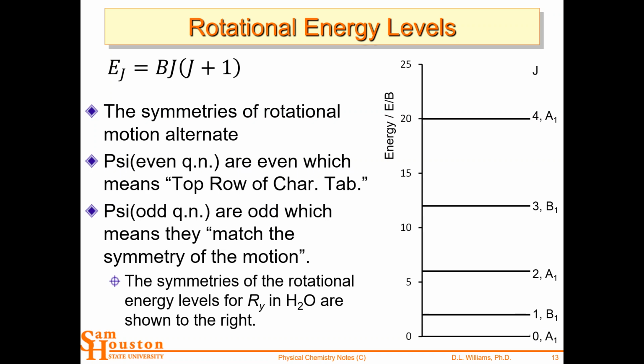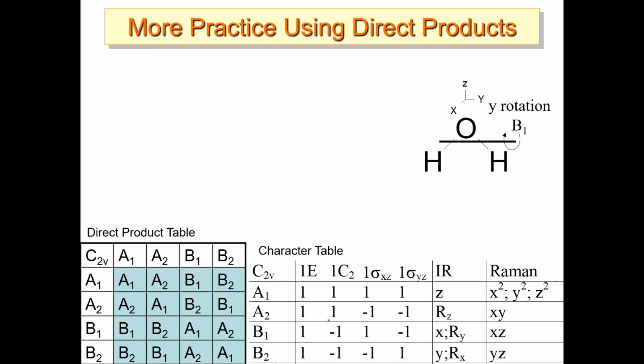Here's one for rotational levels. So rotational energy levels for water, I think this is, they also alternate A1, B1, etc. So this is rotation around Y in water, and that's shown to the right here. So look down here, this is RY in water. Where'd that come from? Well, look down here, RY is B1 in the character table for water. So we're rotating around the y-axis.